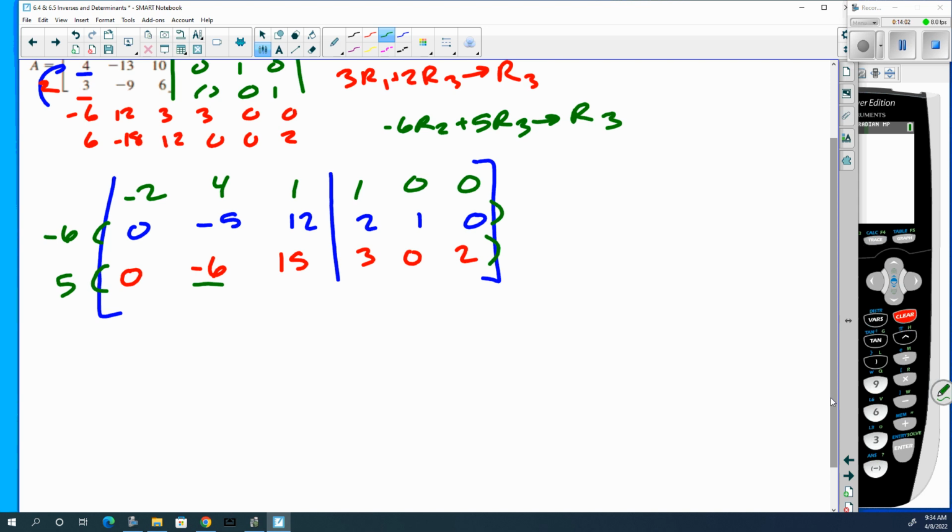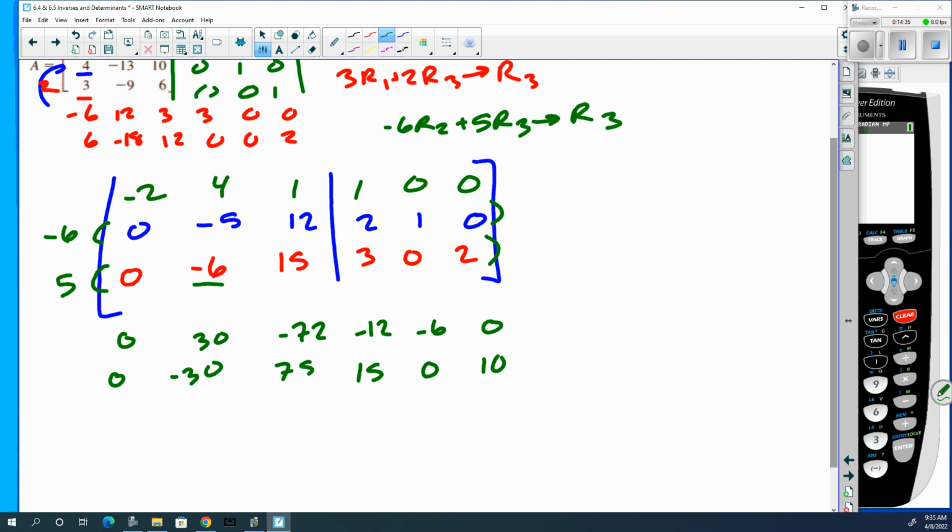So when I times negative 6 times 0, I get 0. Negative 6 times 5 is 30. Negative 6 times 12 is negative 72. Negative 6 times 2 is negative 12. Negative 6 times 1 is negative 6. Negative 6 times 0 is 0. And now timesing the 5 in, 5 times 0 is 0. 5 times negative 6 is negative 30. 5 times 15, let's see here, 60, 75, I think. 5 times 3 is 15. 5 times 0 is 0. 5 times 2 is 10.